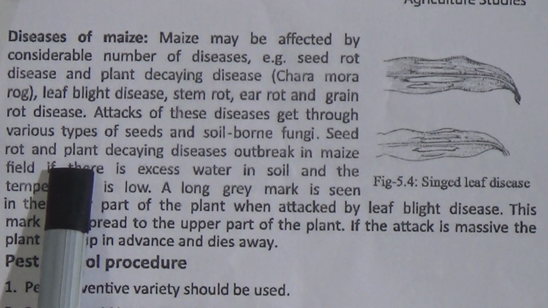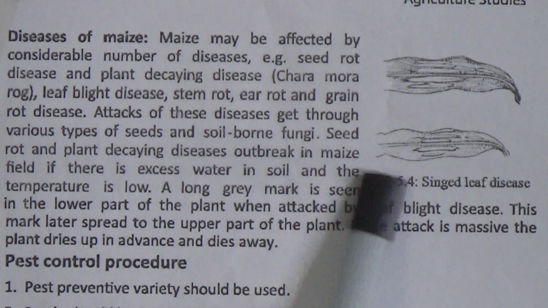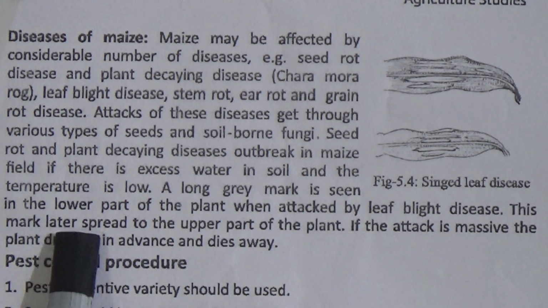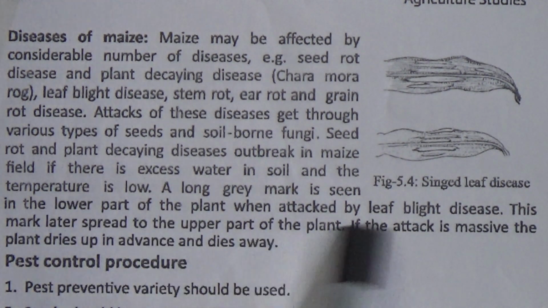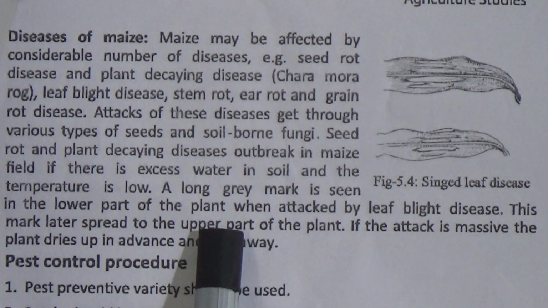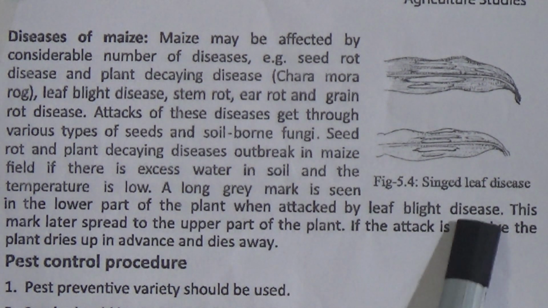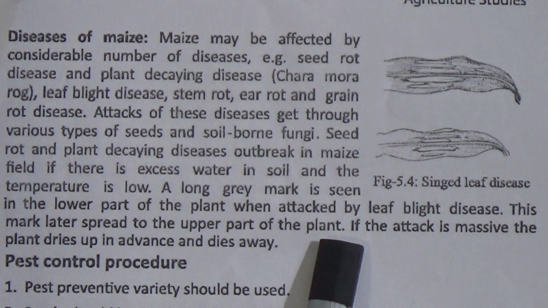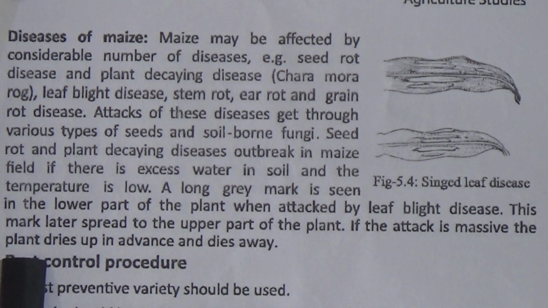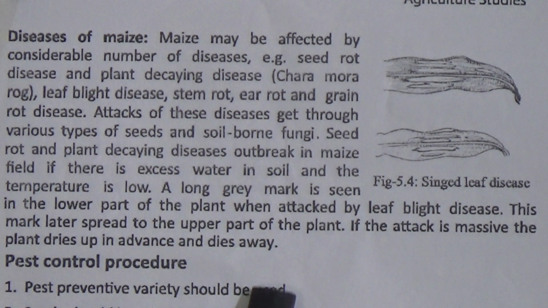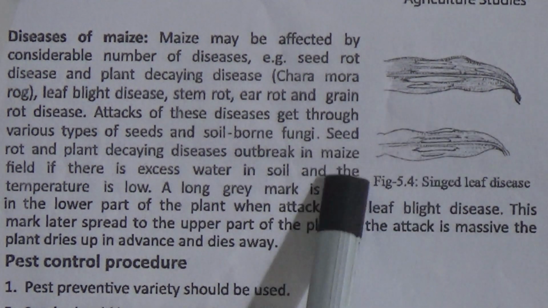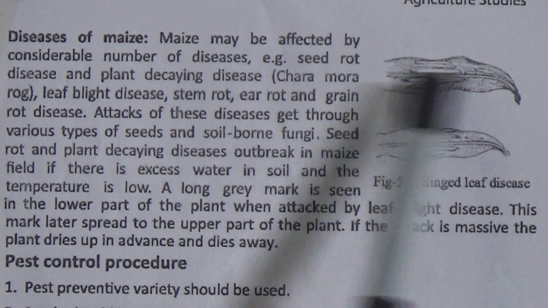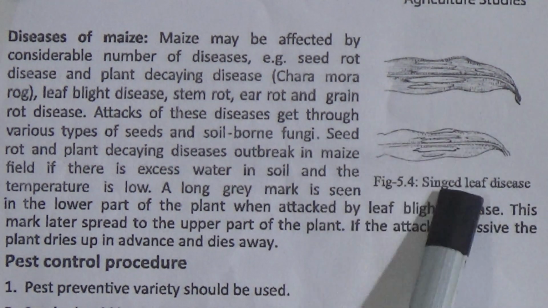Seed rot and plant decaying diseases outbreak in maize field if there is excess water in soil and the temperature is low. A long grey mark is seen in the lower part of the plant when attacked by leaf blight disease. This mark later spreads to the upper part of the plant. If the attack is massive, the plant dries up in advance and dies away. Here we can see the signs of leaf diseases. That means whenever the plant becomes diseased, at the time the leaves look like this.